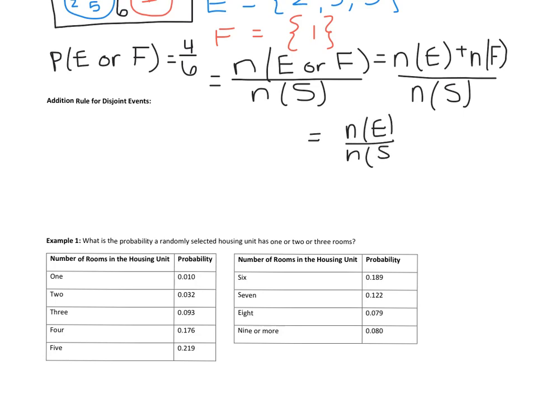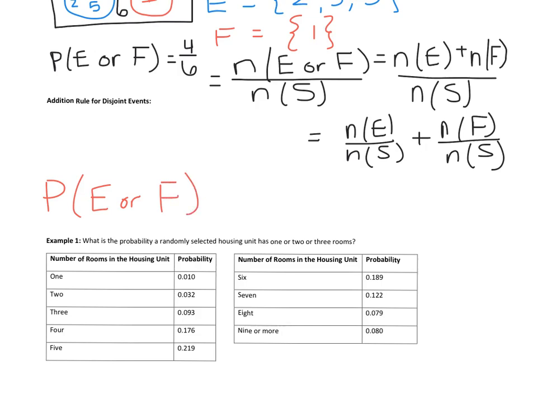And then when we do that, we actually see that those are just probabilities. That's the definition of a probability. So now we have our addition rule for disjoint events. So let's write it like this. Probability of E or F.